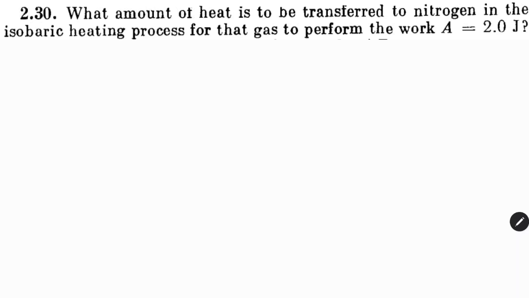So we are dealing with problem number 2.30 of I.E. Irodov. The problem is stating what amount of heat is to be transferred to the nitrogen in the isobaric heating process for that gas to perform a work of 2 joule. So let's get started with the problem.